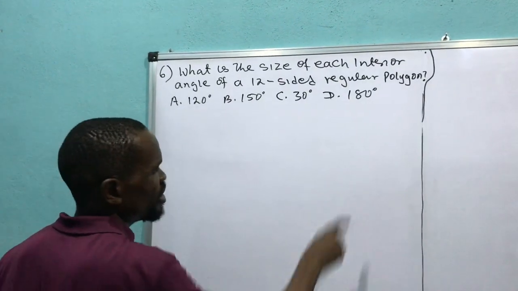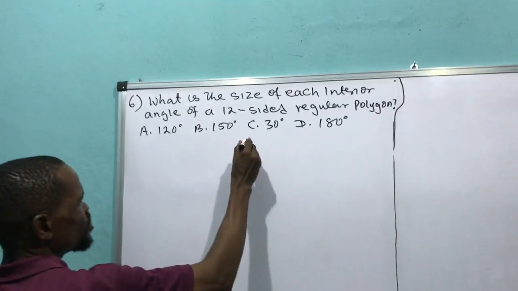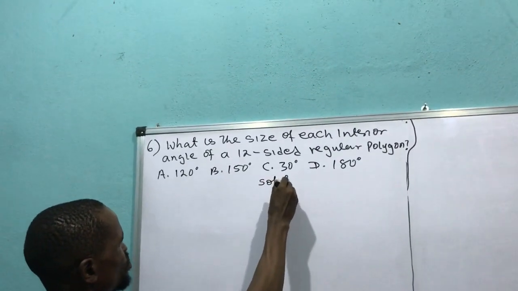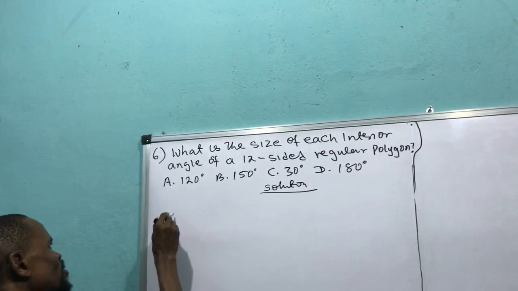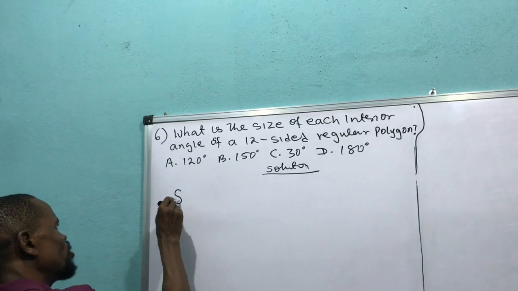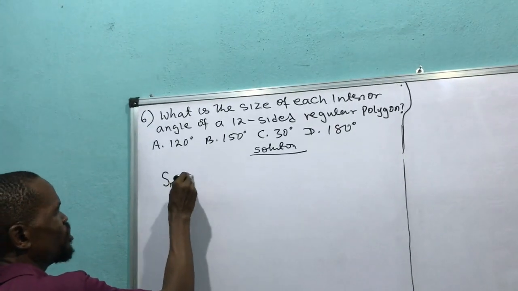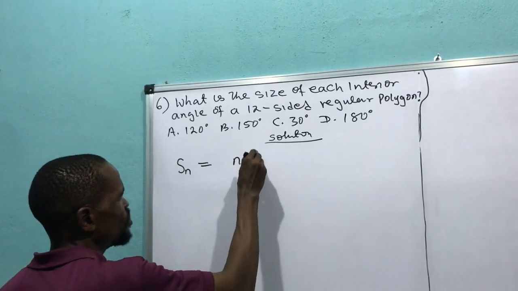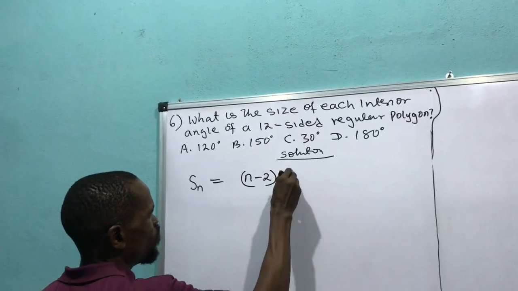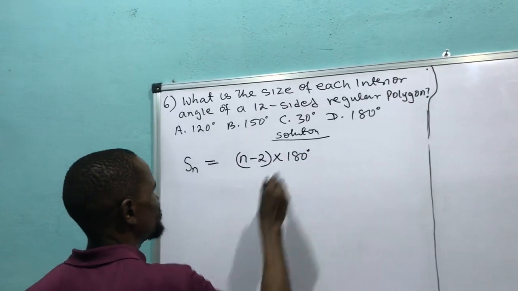This is the option given to us. Let us look at a solution to this question. We know that the sum of the interior angles of a polygon is equal to (n minus 2) times 180 degrees.